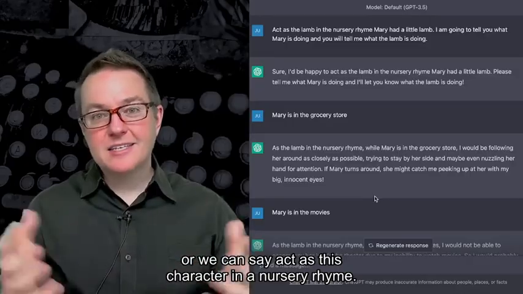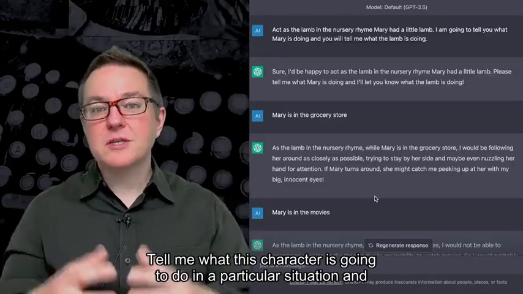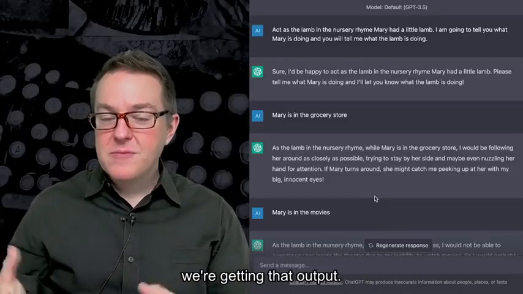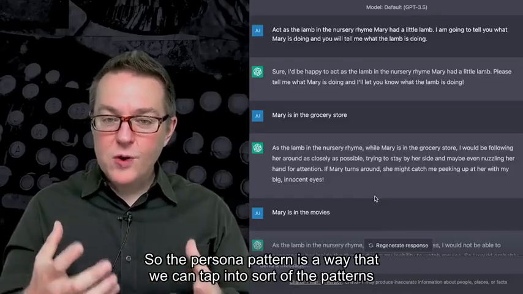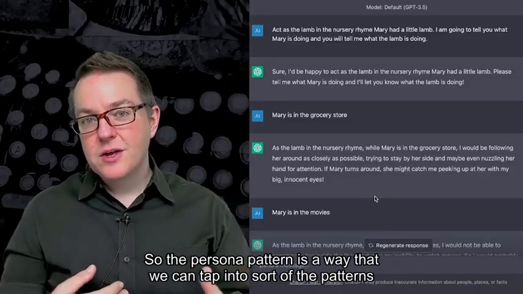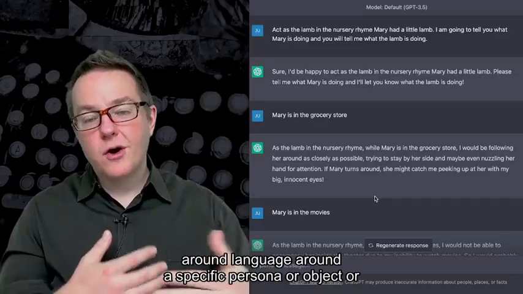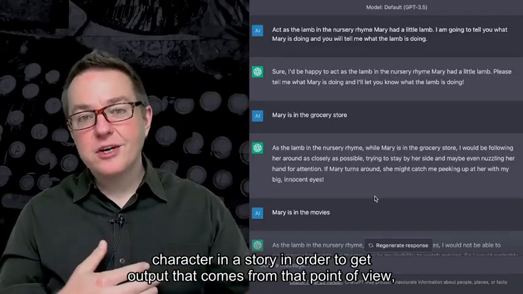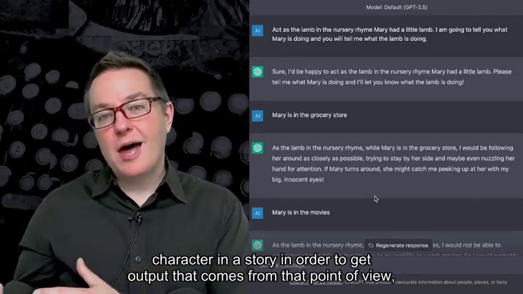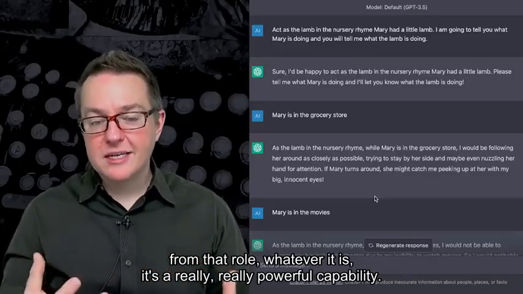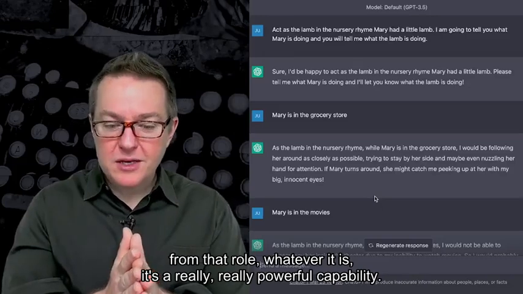Or we can say, act as this character in a nursery rhyme. Tell me what this character is going to do in a particular situation. And we're getting that output. So the persona pattern is a way that we can tap into the patterns around language, around a specific persona or object or character in a story in order to get output that comes from that point of view, from that role, whatever it is. It's a really, really powerful capability.